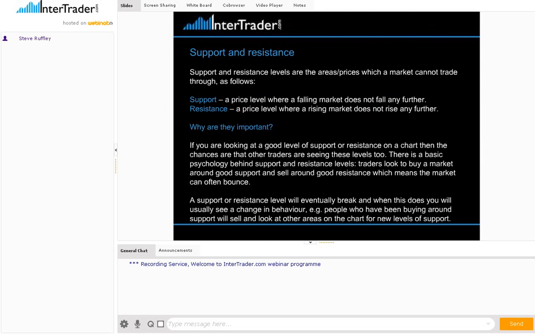So support and resistance are just that, support and resistance. A support point is where the price is falling and the market doesn't fall any further. Resistance is where the market has been buying and can't get it higher. They're important because they're far and away the most used point in trading. And it's very, very difficult, isn't it, to have a robust way of using support and resistance.